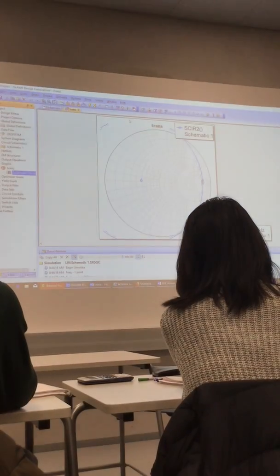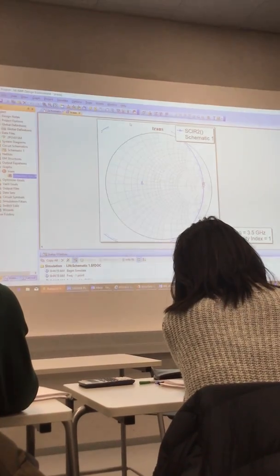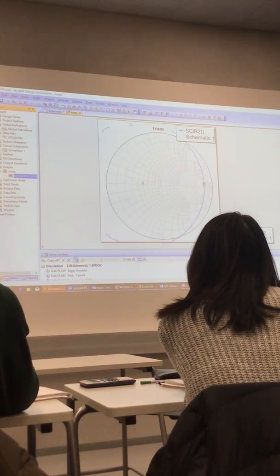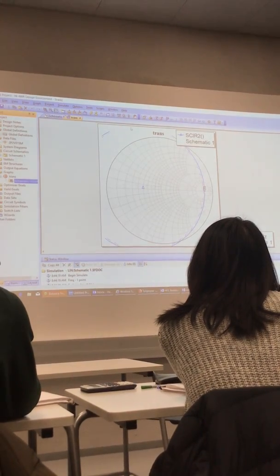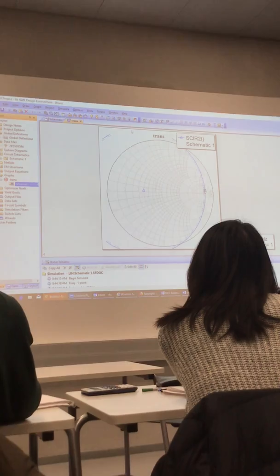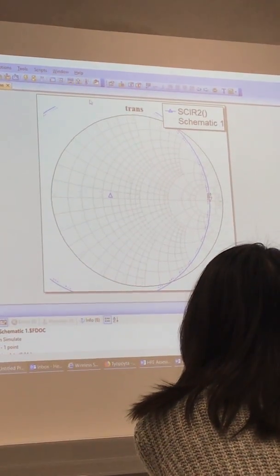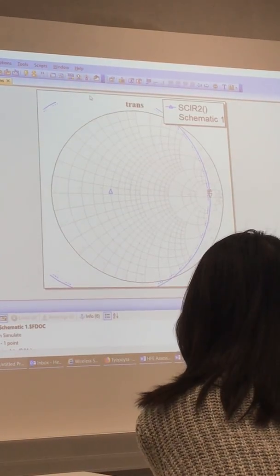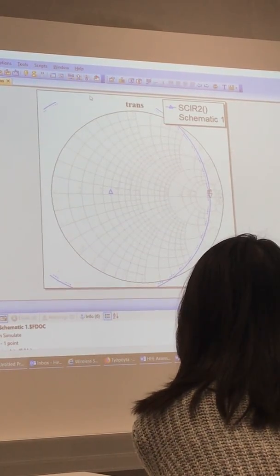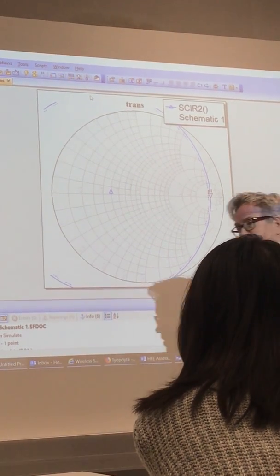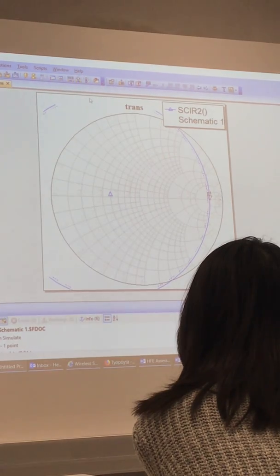The dashed line on the circle tells us which side is the unstable one. You probably see that now, most of the output Smith chart is unstable. That's nice. That's very nice for oscillator design.